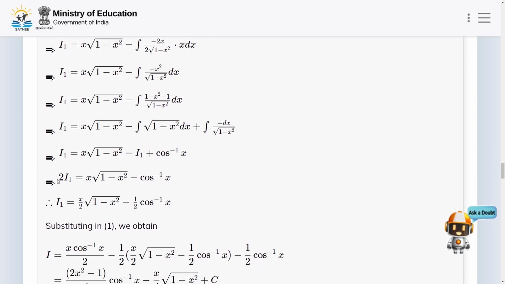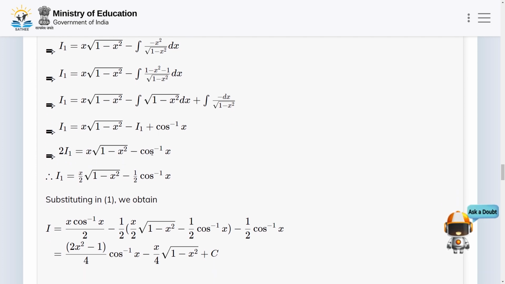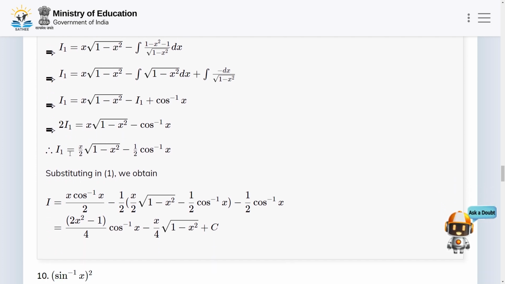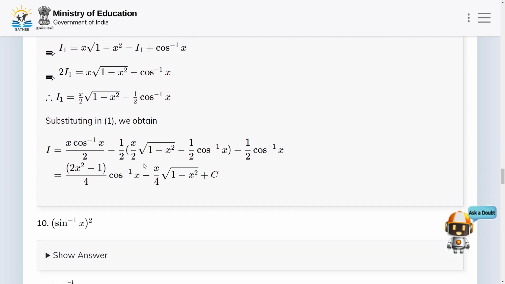So this becomes 2 times I1 is equal to x root 1 minus x square minus cos inverse x. This means I1 is equal to x by 2 root 1 minus x square minus half of cos inverse x. So substitute your I1 back, and you will get this as your final answer.